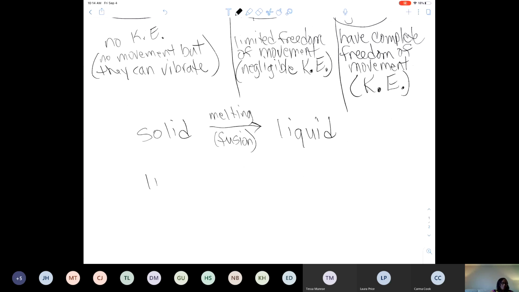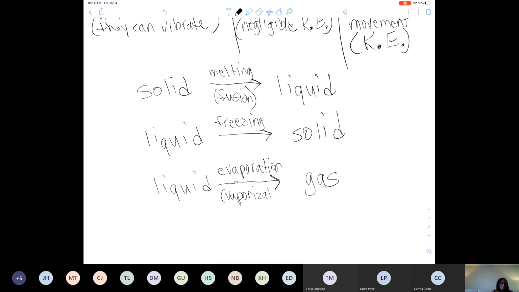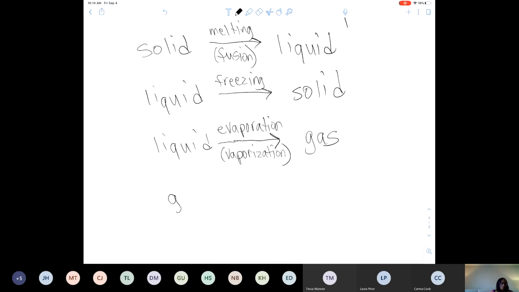And we can do the opposite. We can convert a liquid to a solid. And of course, that's freezing. We can also convert a liquid to a gas. And that is evaporation, which is also called vaporization. And then, of course, we can do the opposite. We can convert a gas into a liquid, and that is called condensation.